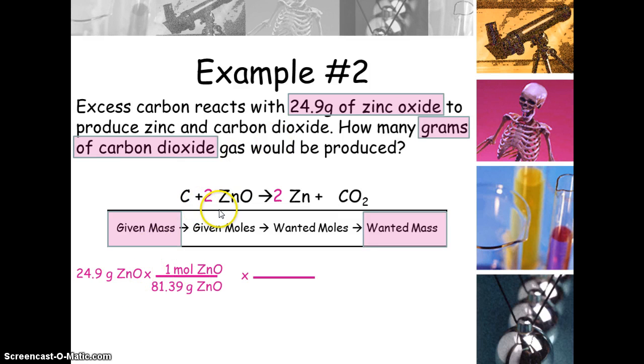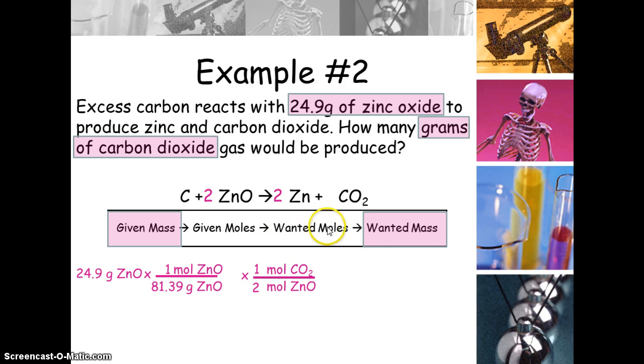The next step is to go from given moles to wanted moles. To do that, we want to go from moles of zinc oxide, which are given, to moles of carbon dioxide. So going from given moles to wanted moles, we use our mole ratios. For every 1 mole of carbon dioxide, we're going to have 2 moles of zinc oxide. So 2 moles of zinc oxide to 1 mole of carbon dioxide. Now we have our wanted moles.